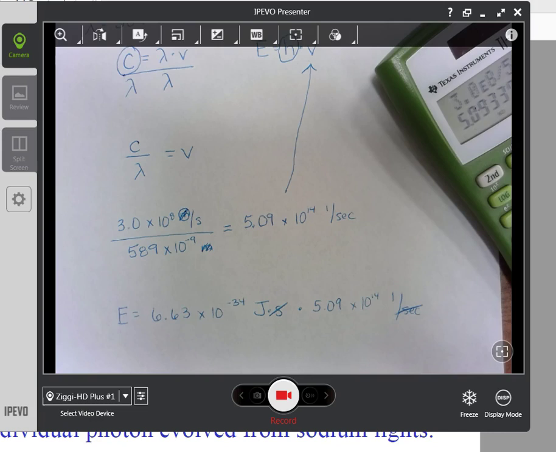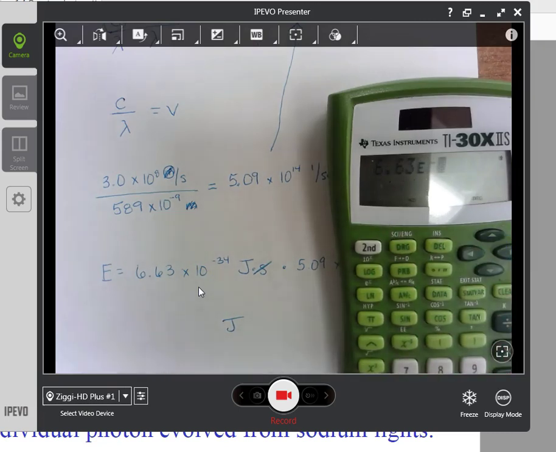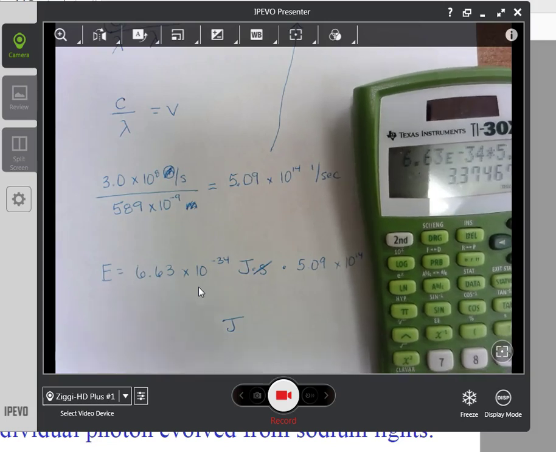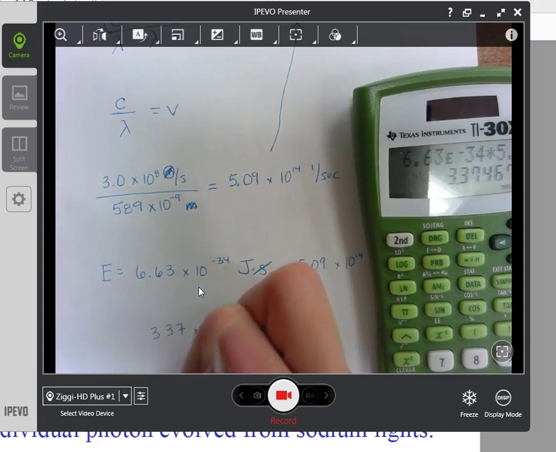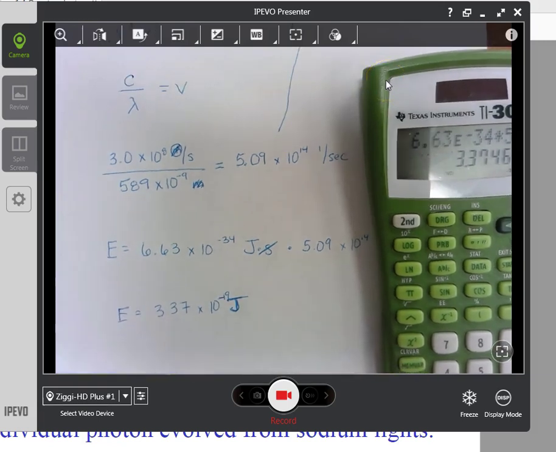Put this in my calculator. 6.63 exponent negative 34 times 5.09 exponent 14. That will be 3.37, that's 3 digits, times 10 to the negative 19 joules. That is the energy for one of those photons that's coming off of the sodium atom.